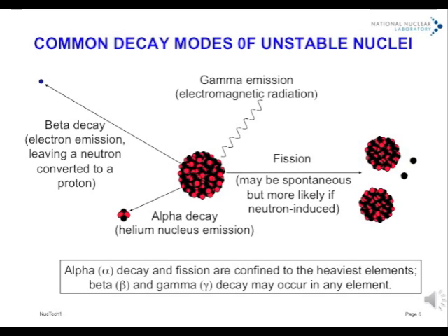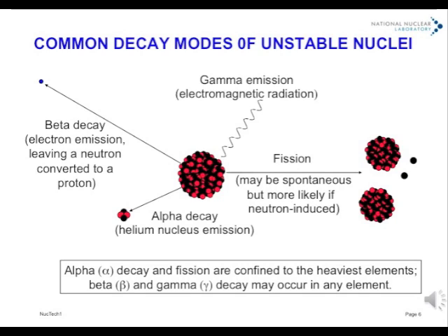Common decay modes. Several modes of decay are open to unstable nuclei, all leading to some kind of radiation. For convenience, various types were named arbitrarily with Greek letters before their nature was understood. Elements heavier than lead may emit a helium nucleus, two protons and two neutrons, as an alpha particle. Emission of an electron as a beta particle may occur in any part of the periodic table, usually, but not always, accompanied by gamma rays, electromagnetic radiation like light or X-rays, but more energetic.